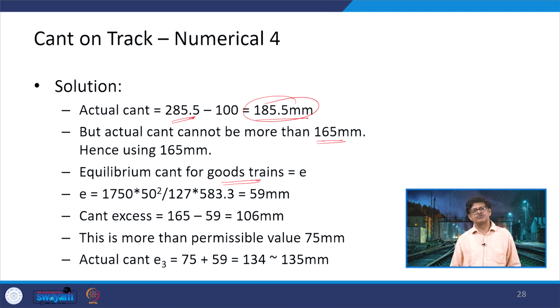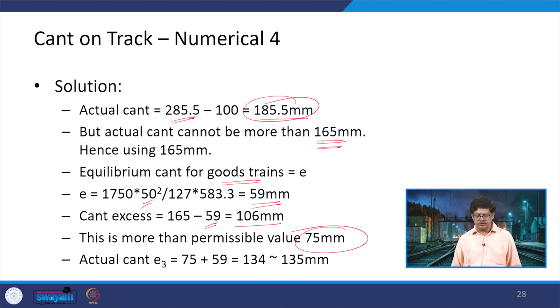In terms of the goods train, which is at the slower speed of 50 kilometers per hour, what we are getting is 59 mm here. So, the actual value is being restricted to 165. What we are getting for the goods train on the slow side is 59. So, the difference between the two is 106 mm. Again, Cant excess cannot be more than 75 mm. That is what we have discussed in terms of the permissible limits.